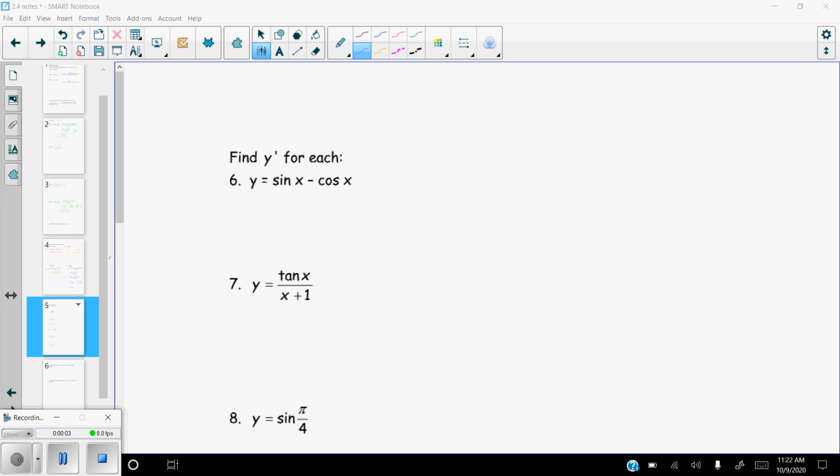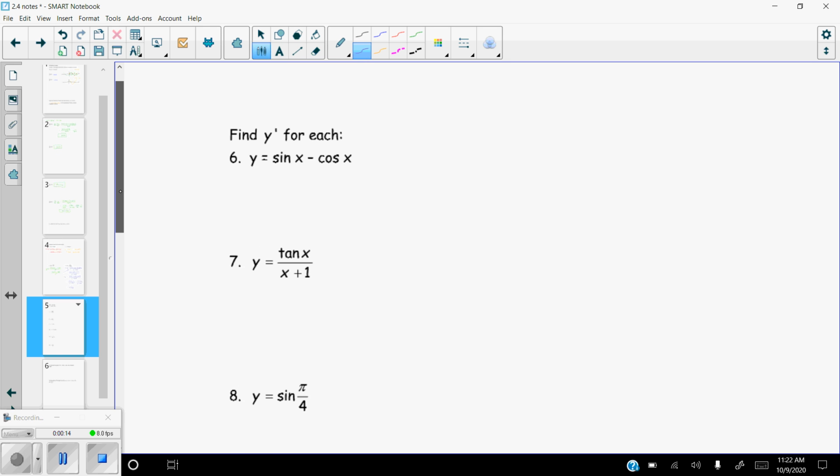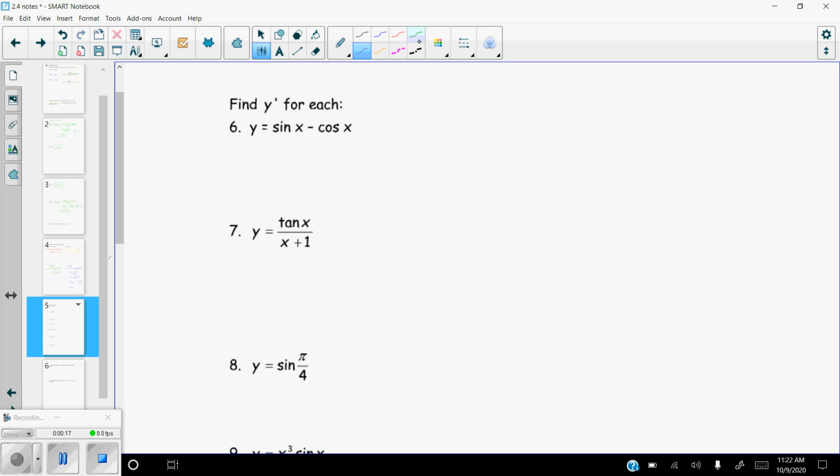All right, this is section 2.4, video 2. We've figured out how to take the derivatives of the 6 trig functions. So this is just a little bit more practice, and then the proof for sine of x being the derivative of sine of x at the end. All right, so let's go ahead and do a few of these problems.